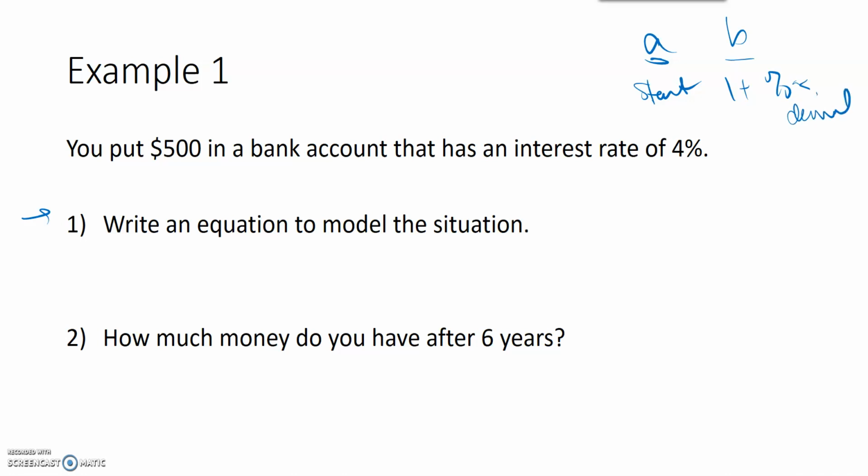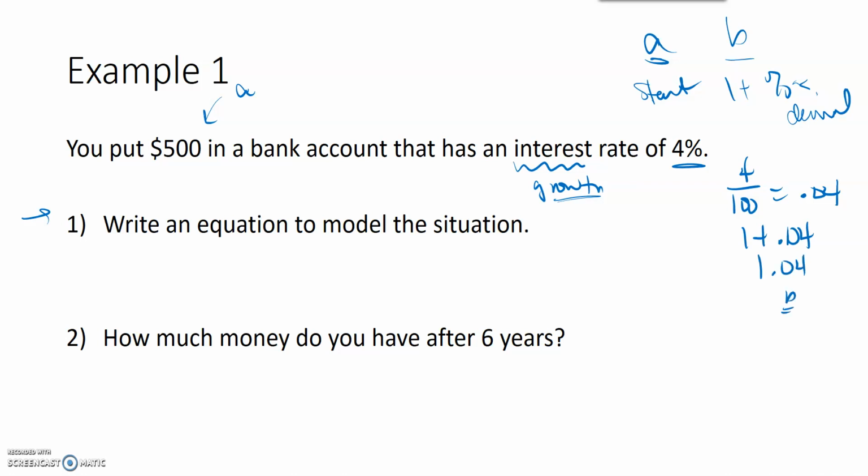So if I read through it again, you put $500, that's our A value, in a bank account that has an interest rate of 4%. Now, interest implies that it's growth. Keep that in mind because we haven't really talked about that. That growth rate is 4%, so I'm going to do 4 divided by 100, which is 0.04. Add 1 to that, so I get 1.04. That's our B value we're going to use for our problem.